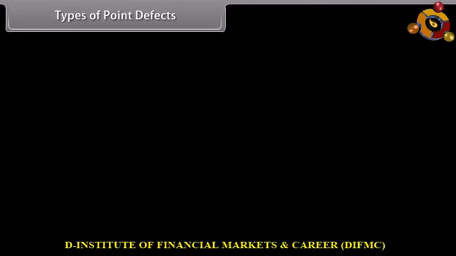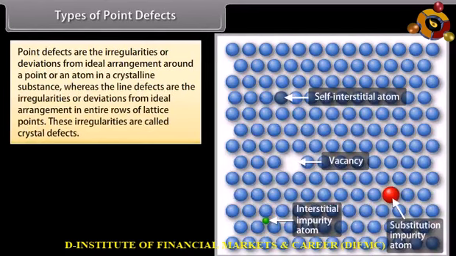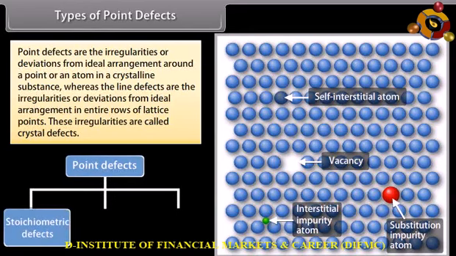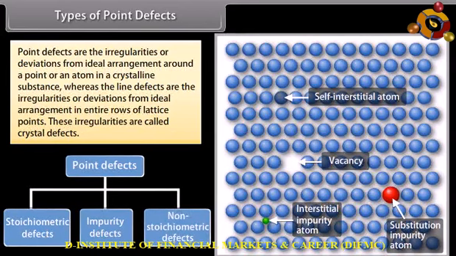Types of point defects. Point defects are the irregularities or deviations from ideal arrangement around a point or an atom in a crystalline substance, whereas the line defects are the irregularities or deviations from ideal arrangement in entire rows of lattice points. These irregularities are called crystal defects. Point defects can be classified into three types: 1. Stoichiometric defects, 2. Impurity defects, and 3. Non-stoichiometric defects.